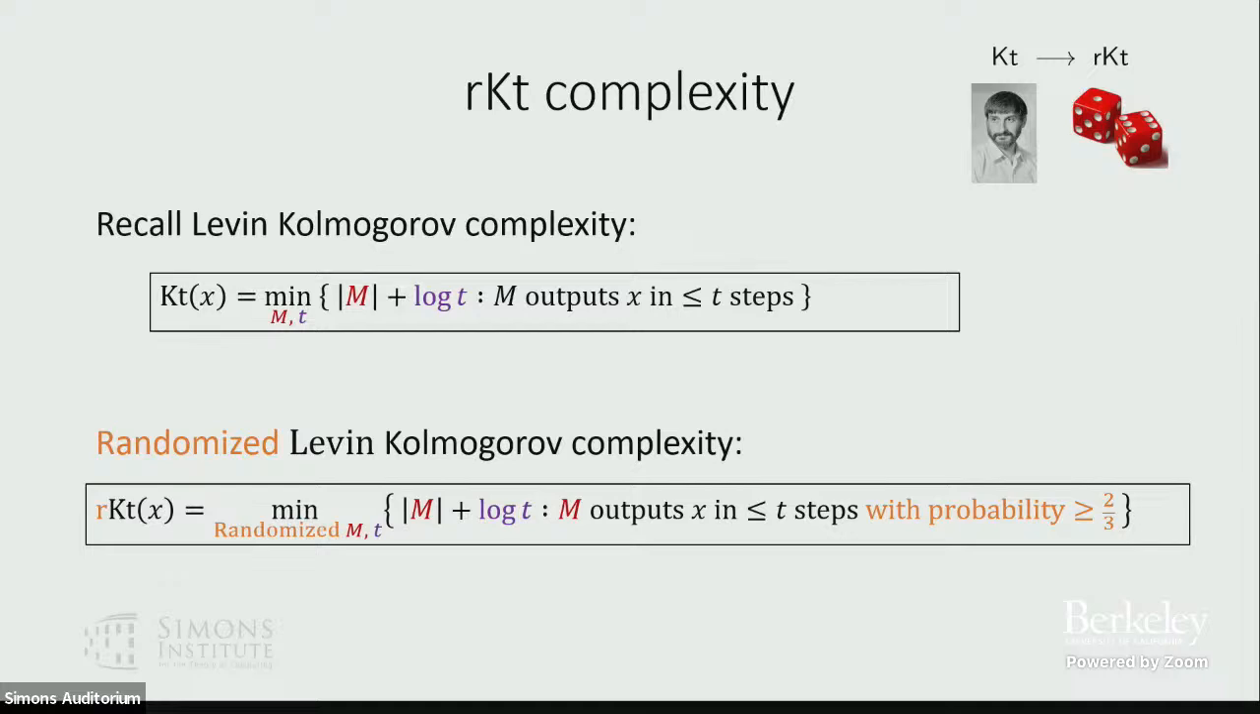Yeah, that's a good question. Yes, you can. It's a robust definition. So if you want to make this 1 minus delta, or even if you want to go from delta to 1 minus delta, you can do it with some small overhead.